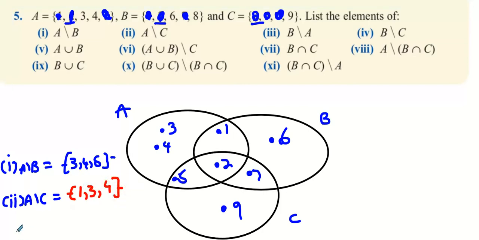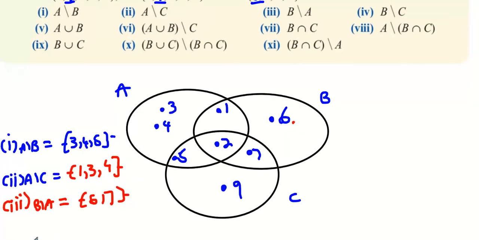Okay. Part 3, B less A. Everything in B that's not inside of A. Well, you're not allowed any of these numbers, but you have to be inside of B. So that means 6 and 7. Okay. Part 4, B less C. Everything in B that's not in C. So you're not allowed inside of C, but you have to be inside of B. So that's just 1 and 6.